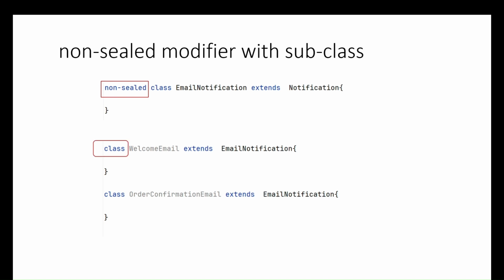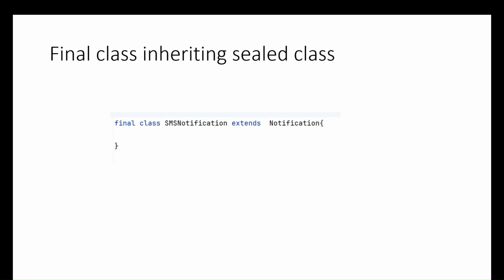Here you can see that welcome email is a regular Java class and we are not using sealed, non-sealed or final modifier with the welcome email class. And same we are doing with the order confirmation email class. The subclass of a sealed class can be declared a final class. We should declare the subclass of a sealed class final when we want to close the hierarchy and we know that this class is not going to have any subclasses.